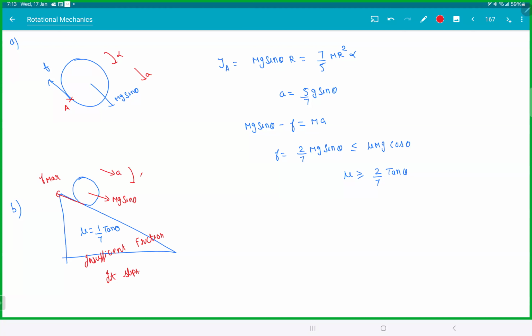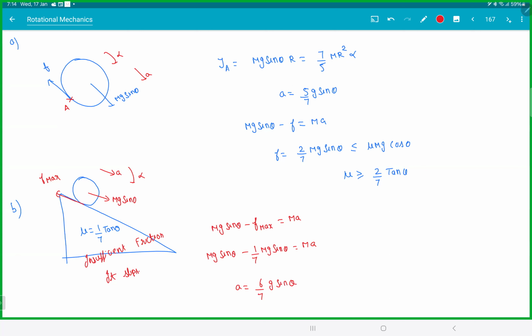This will be a and alpha. This will be mg sin theta minus mu mg cos theta, which will be 1/7 mg sin theta. So a will be 6/7 g sin theta.